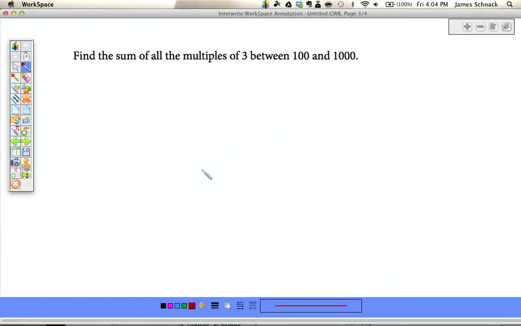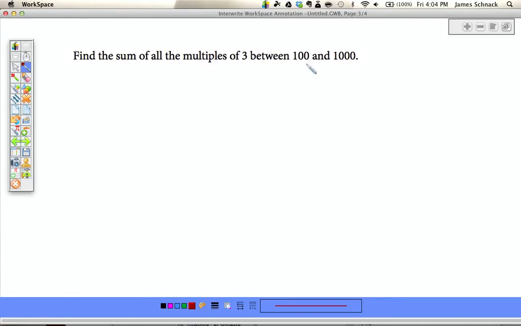Second example, find the sum of all the multiples of 3 between 100 and 1,000. Well, first we need to know really what's going on here. What is this series that we need to find? Well, what's the first multiple of 3? Is it 100? No, 100 is not divisible by 3.